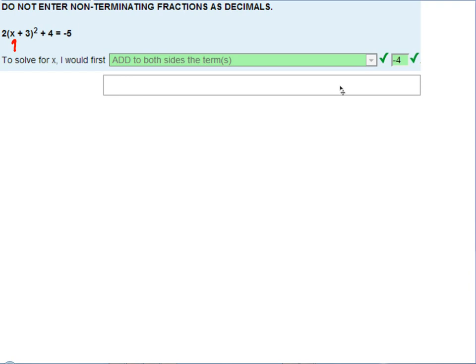Okay, so I could add to both sides, because there is no option for subtracting. So I add to both sides the term, in this case it's not plural, the term negative 4, right? Let's see that. Check. All right.